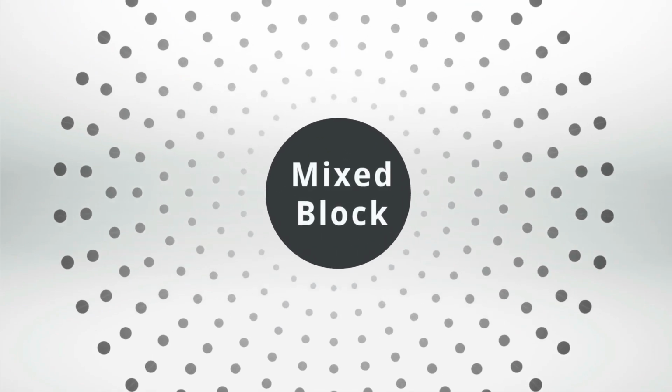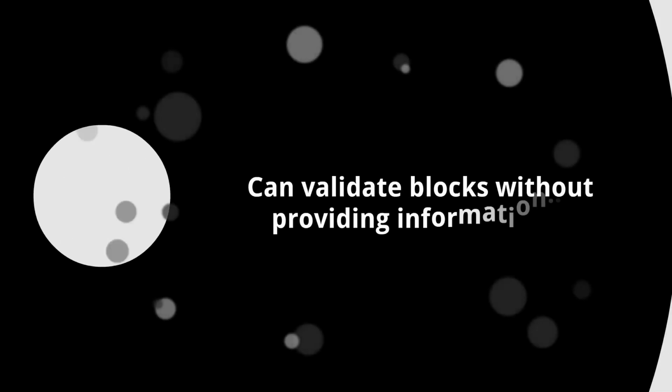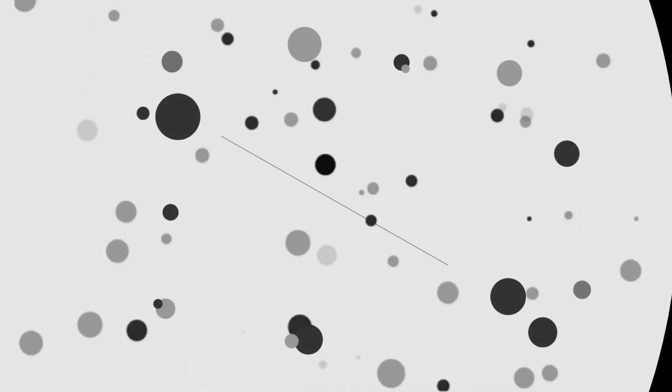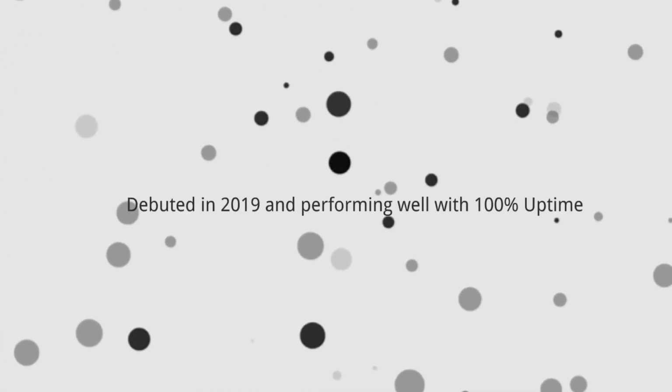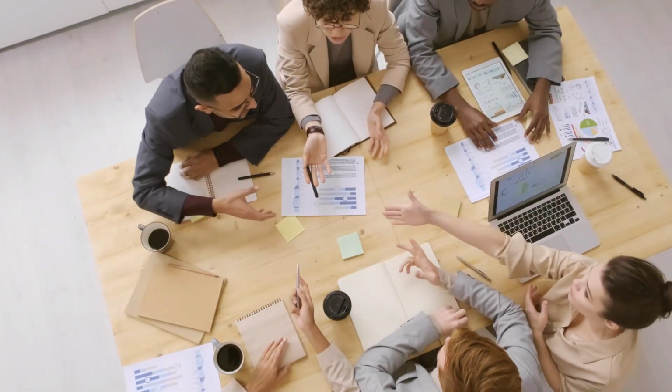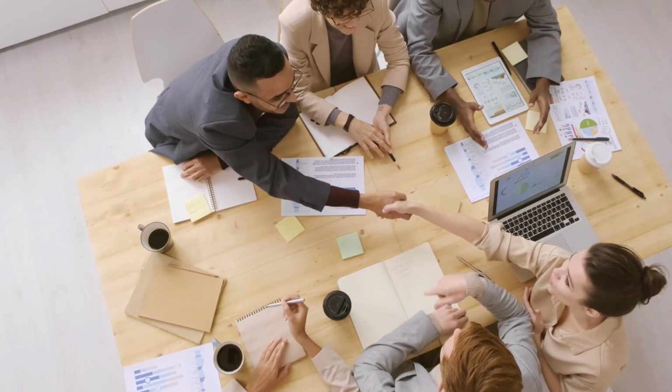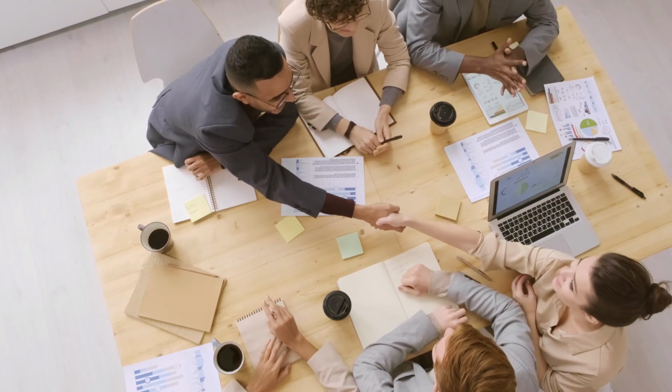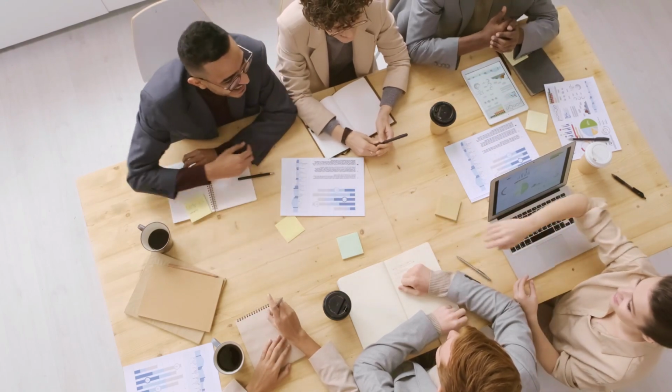Therefore, a MimbleWimble block appears more like a mix of several transactions as one big transaction. This makes it possible to check and validate blocks, but they do not provide specifics of each transaction. There is no way to link each input to its respective outputs. The current MimbleWimble network debuted in 2019 and is performing well with 100% uptime. The MimbleWimble team sees the protocol as ossified, and no potential hard or soft fork is actually expected.